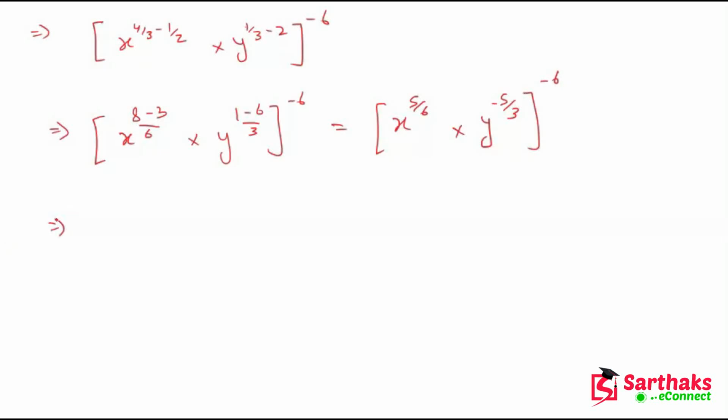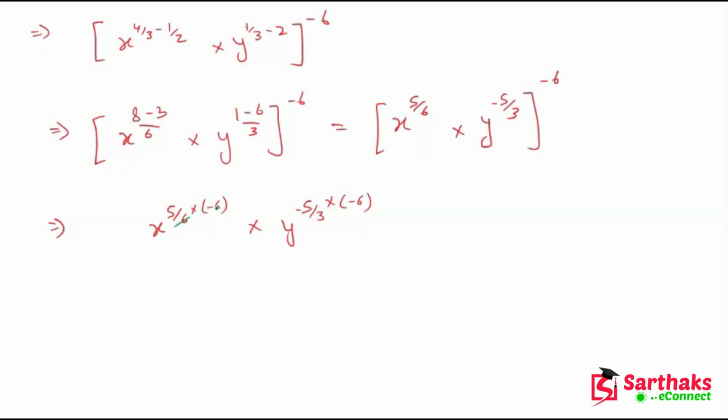Now again we can separate this, so this will become x raised to power 5 upon 6 into minus 6, into y raised to power minus 5 upon 3 into minus 6. Got it?